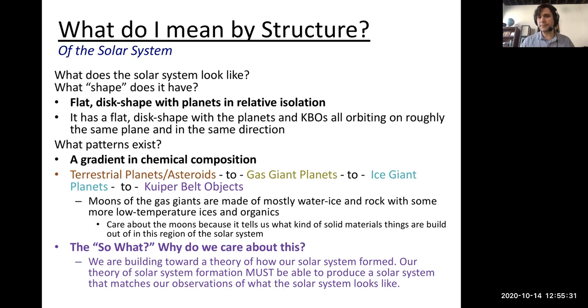Because when we come up with an idea of how our solar system formed, when we have a theory of solar system formation, that theory better be able to reproduce what we currently observe in the solar system. If the theory makes a solar system that doesn't look anything like ours, that's a pretty bad formation scenario, right? So really, what we've been doing here, by taking this larger scale view of looking at the structure, is gathering the evidence so we can build a formation theory for our solar system, which is the entire subject of Unit 2, part 2.